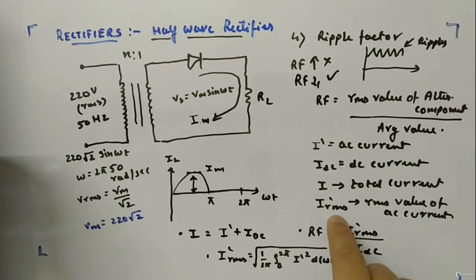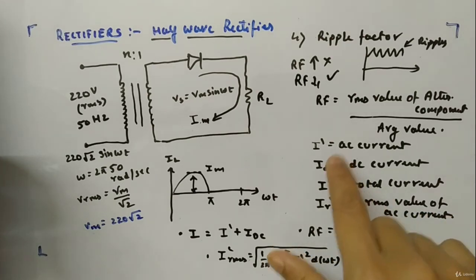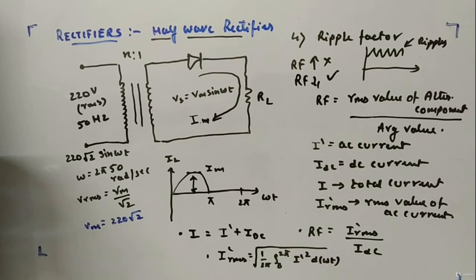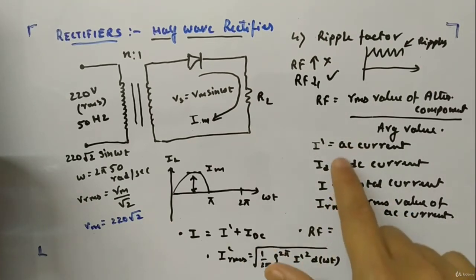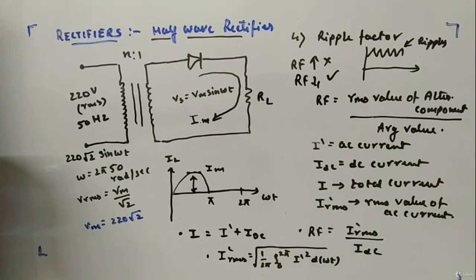Okay, and IRMS dash is the RMS value of this alternating current, AC current. That is how it is defined. IRMS dash is equal to under root 1 by 2 pi, integral 0 to 2 pi, I dash square d omega t. It is the RMS value of this current, and the total current is IDC plus I dash. Now ripple factor is this IRMS dash divided by IDC.